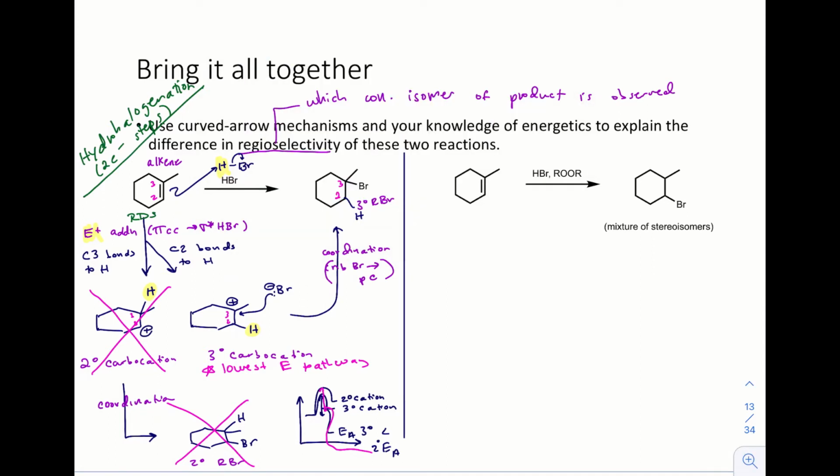If you're having trouble understanding what I mean by the more substituted product, please do look at the carbon bonding to bromine. For the reaction in the absence of peroxides, bromine bonds to a tertiary carbon, making a tertiary or more substituted alkyl halide. In the presence of hydrogen peroxide, a secondary alkyl halide is formed. So the less substituted alkyl halide is formed in the presence of peroxides.